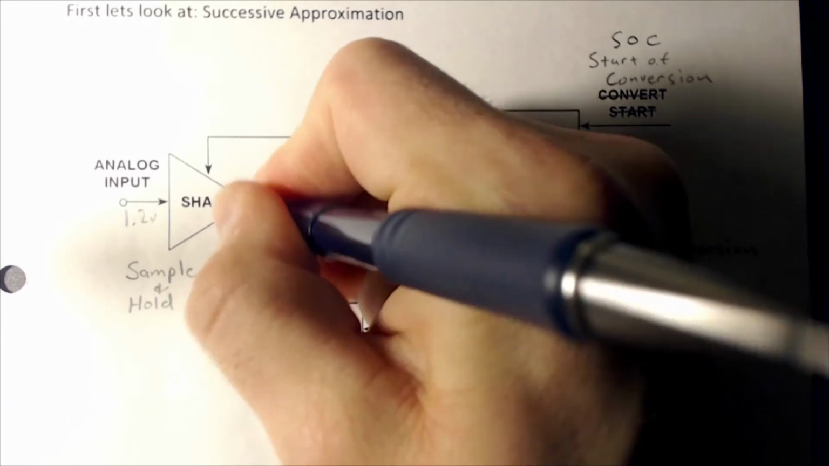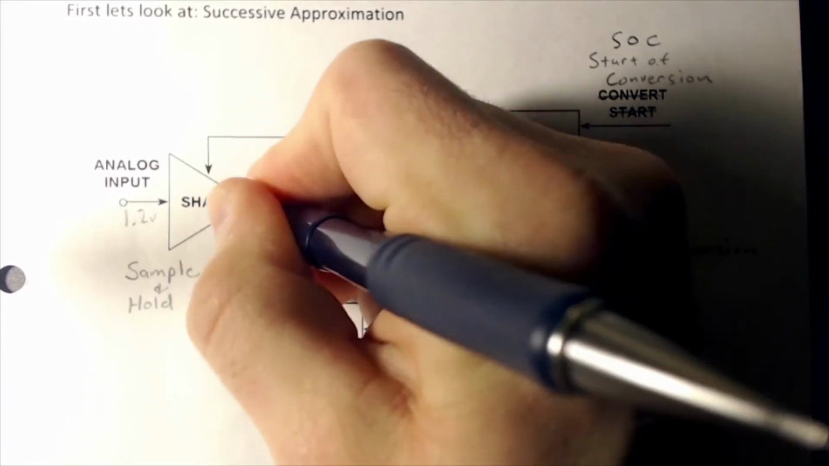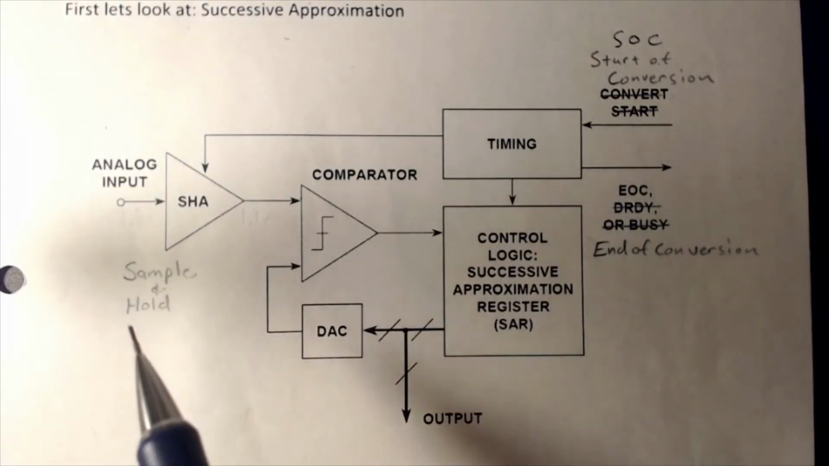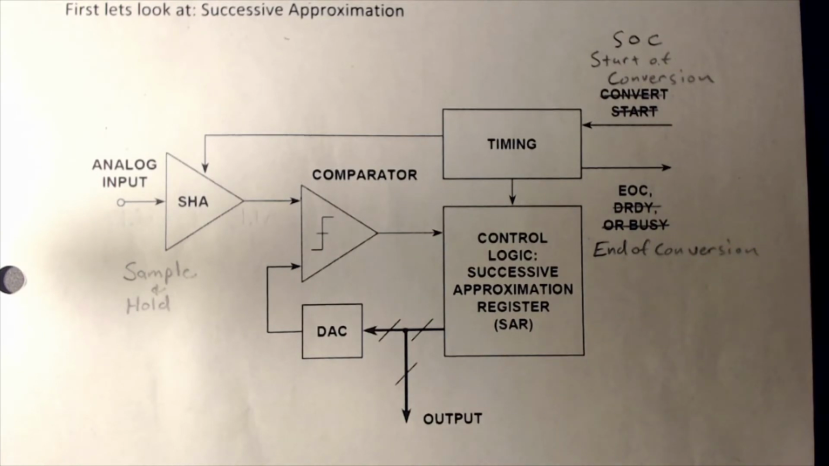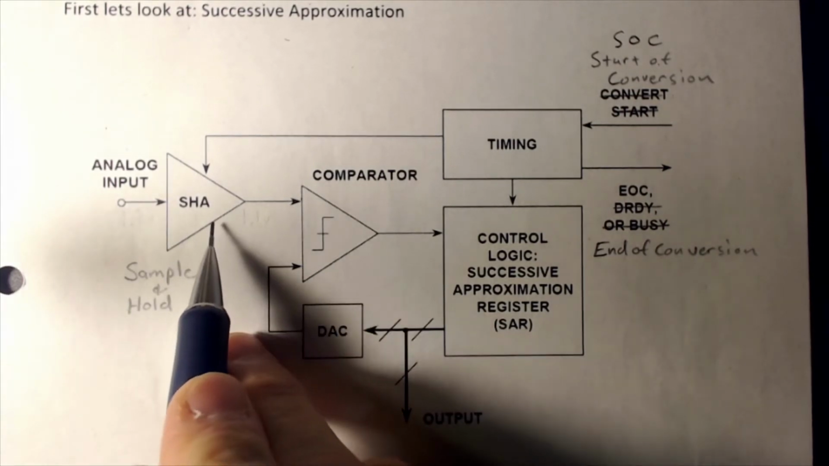Actually, it's not that difficult of a circuit, and we're not going to go over how to create sample and holds. We're really going to keep this at the higher level, algorithmic view of how a SAR converter works. So that takes care of the sample and hold.